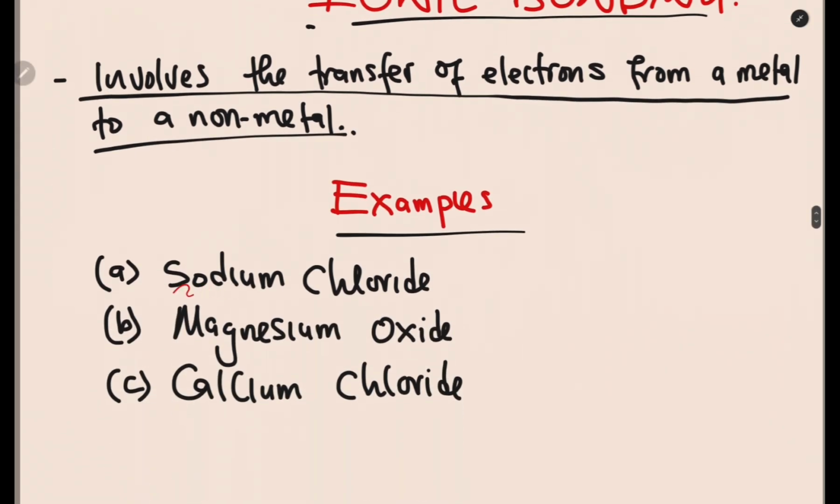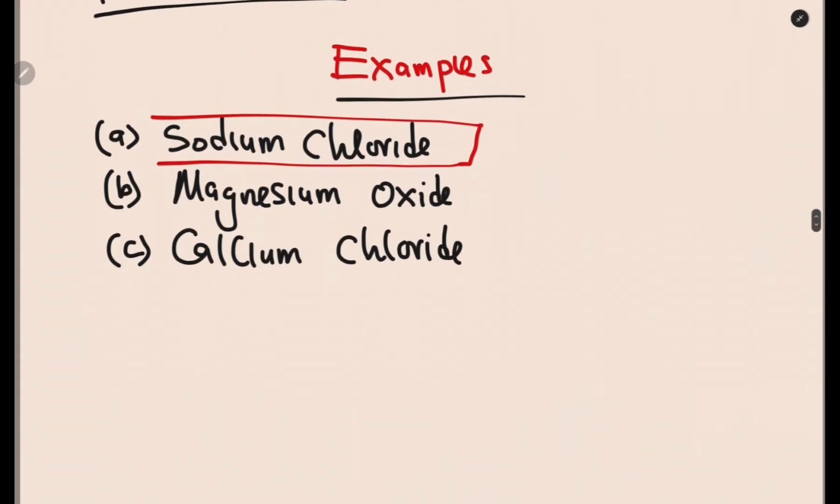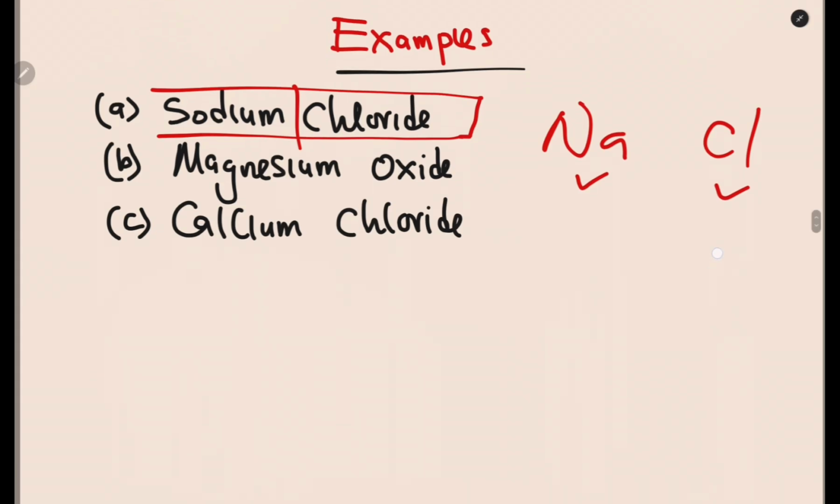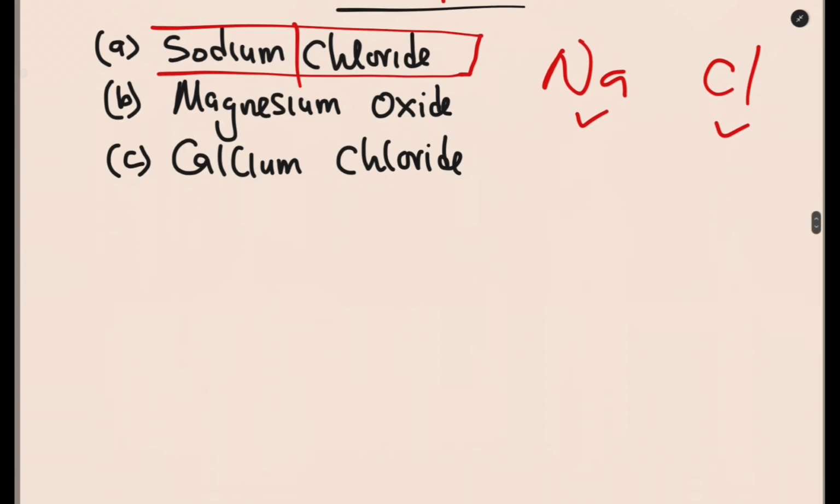So I've given here the example of an ionic compound, and we are going to look at how it is formed. For ionic compounds, we have sodium chloride, magnesium oxide, and calcium chloride. How do these form? In sodium chloride, we have sodium and chlorine. Sodium is a metal, chlorine is a non-metal. So now, how does an ionic bond form? That is the question we are answering.